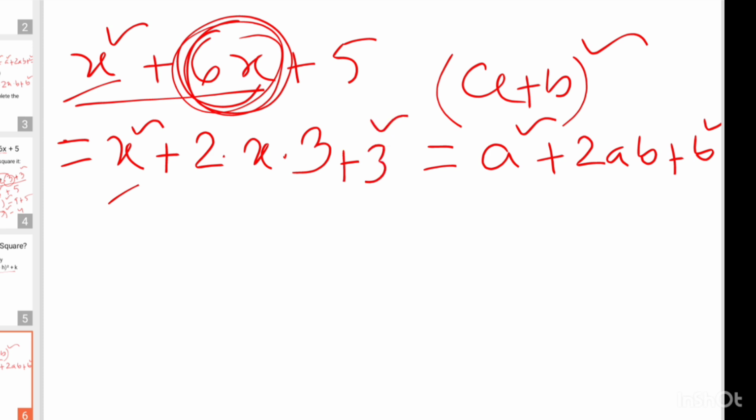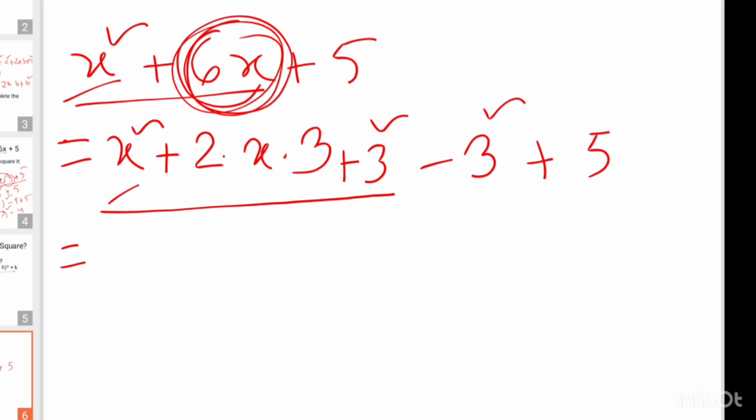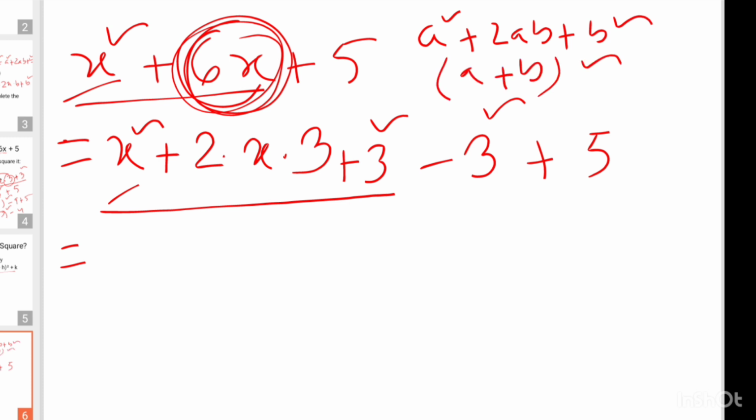Next, a square plus 2ab plus b square. b square means 3 whole square. So 3 whole square we have taken extra here, that's why we will subtract it, minus 3 square and plus 5, put down. Okay, now this is the formula: a square plus 2ab plus b square formula is a plus b whole square. So we just apply the formula. a means x here and b means 3 here. So that's why the a plus b whole square formula is here.